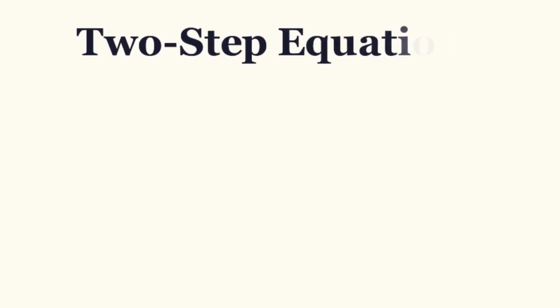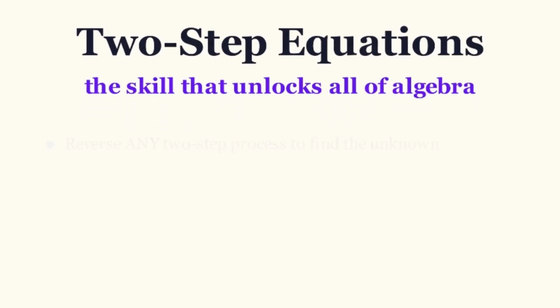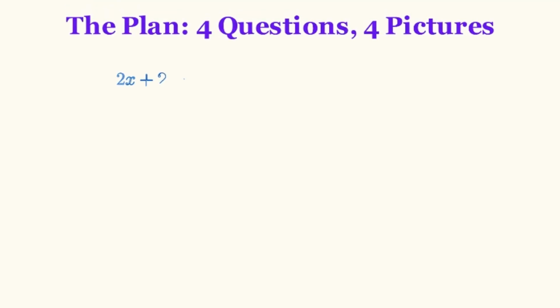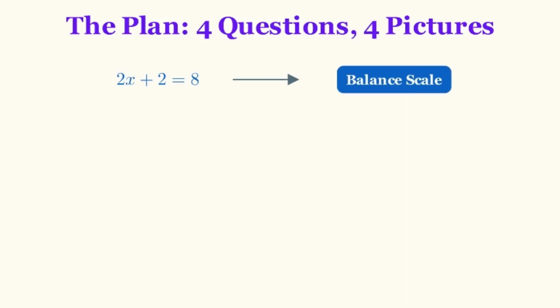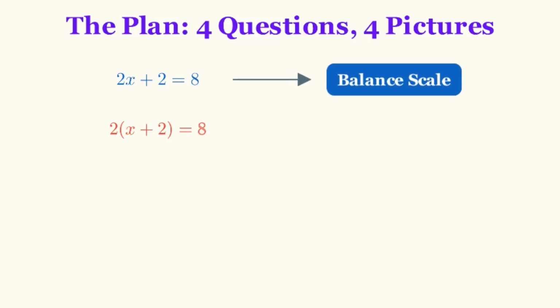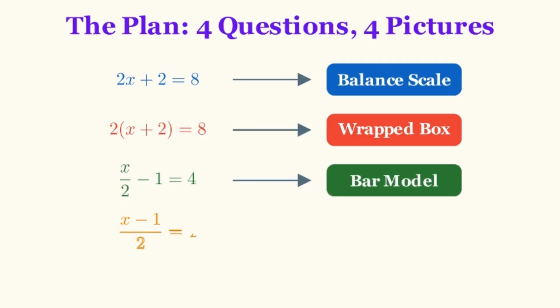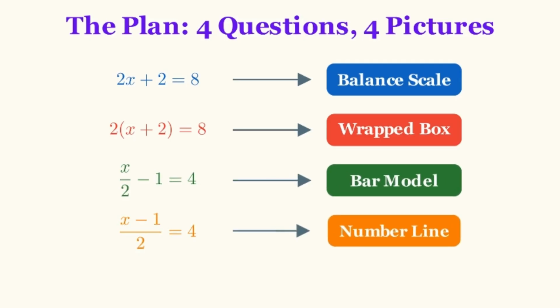Two-step equations. By the end of this, it's going to be very easy, so stay focused. Let's start the video. Look at these four equations. 2x plus 2 equals 8. 2 times the group x plus 2 equals 8. X over 2 minus 1 equals 4. And x minus 1 all over 2 equals 4.